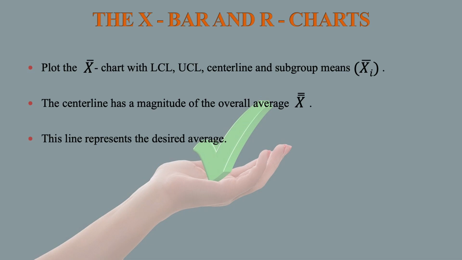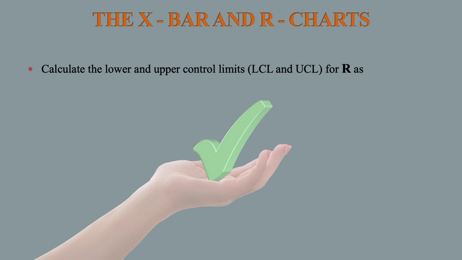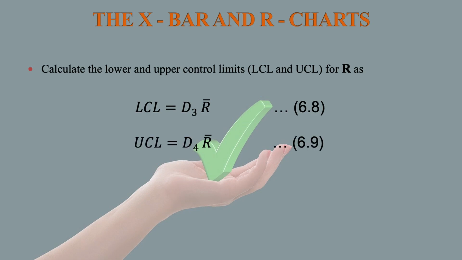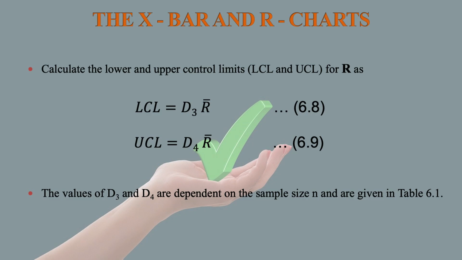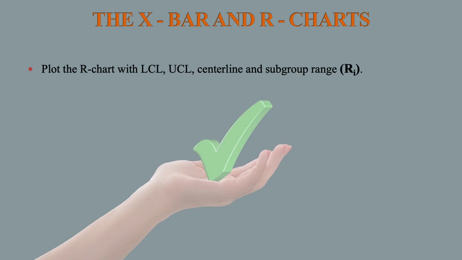Number 7. Calculate the lower and upper control limits LCL and UCL for the R chart as LCL is equal to D3 R bar and UCL is equal to D4 R bar. The values of D3 and D4 are dependent on the sample size n and are given in the statistical table. Number 8. Plot the R chart with LCL, UCL, center line and subgroup range Ri.